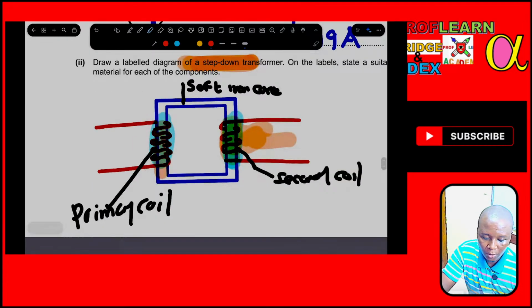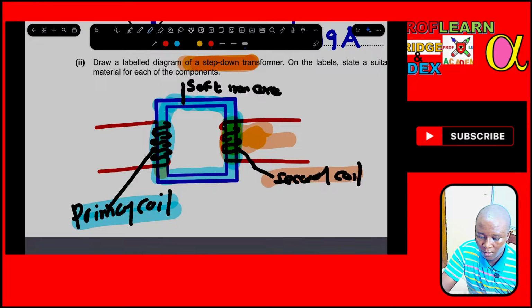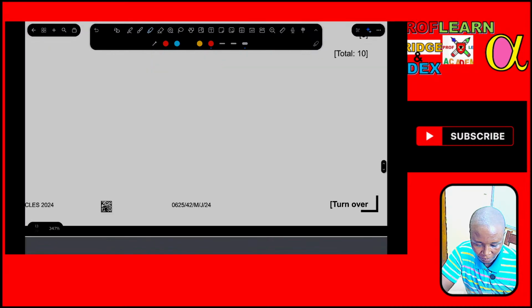And you are supposed to label. Here we have a soft iron core where the coils are going to be wound, and we have a primary coil, which is the input, and we also have the secondary coil, which is basically the output.